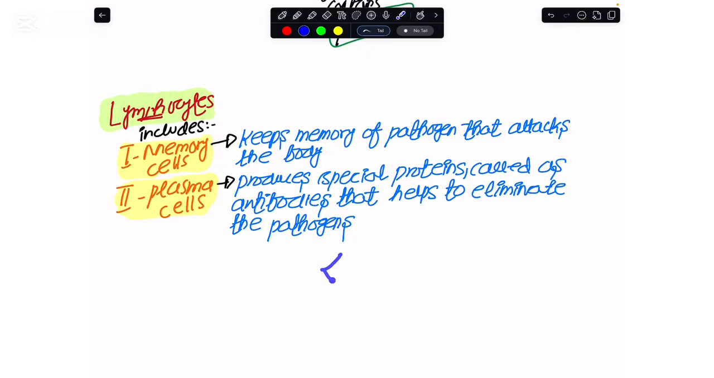So I hope you are clear with the blood, with the structure and the function of the red blood cells and the white blood cells, and also their morphology.